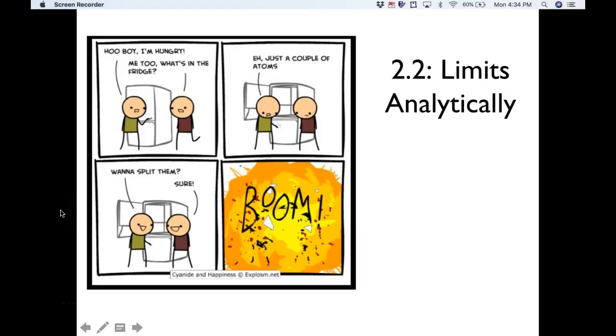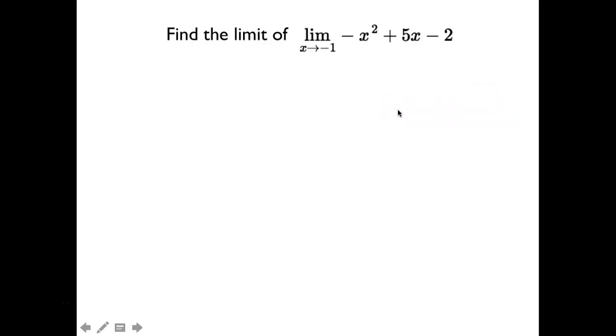Okay guys, today we're going to do chapter 2.2, Limits Analytically. Analytically, first off, that word right there, analytically, means algebraically. So we're dealing with limits on functions. Okay, let's start this up.